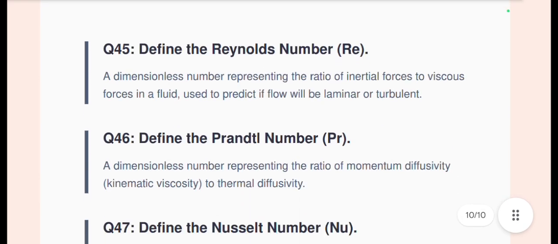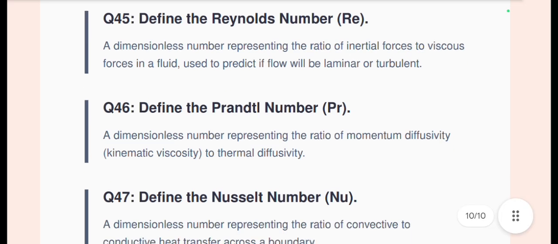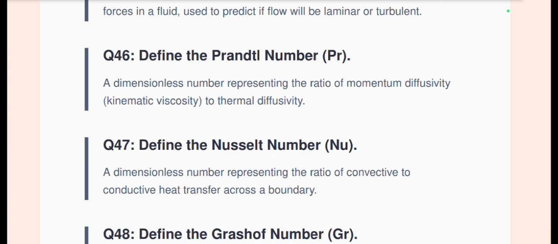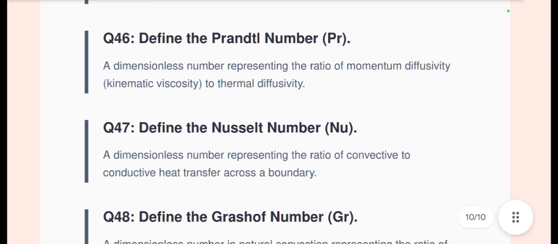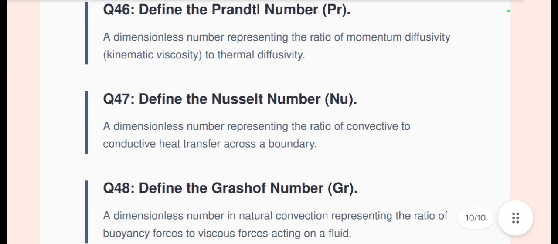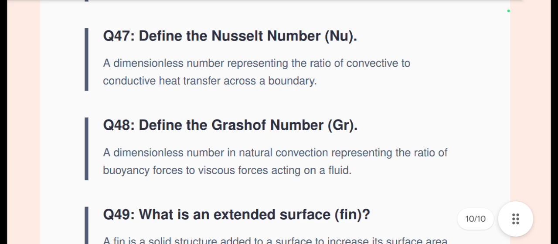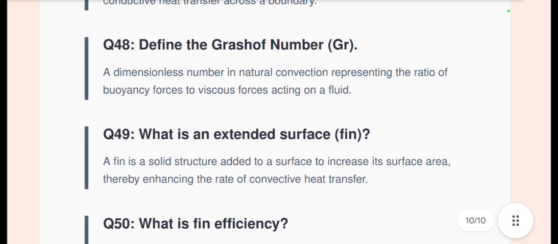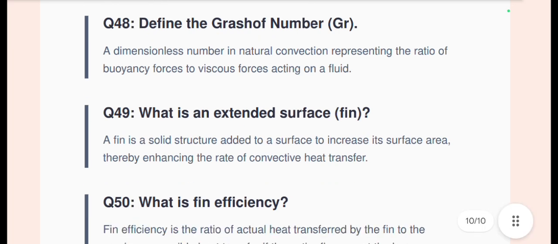45, define the Reynolds number. A dimensionless number representing the ratio of inertial force to the viscous force in a fluid, used to predict if flow will be laminar or turbulent. 46, define the Prandtl number, a dimensionless number representing the ratio of momentum diffusivity to thermal diffusivity. 47, define the Nusselt number, a dimensionless number representing the ratio of convective to conductive heat transfer across a boundary. 48, define the Grashof number, a dimensionless number in natural convection representing the ratio of buoyancy forces to viscous forces acting on a fluid.